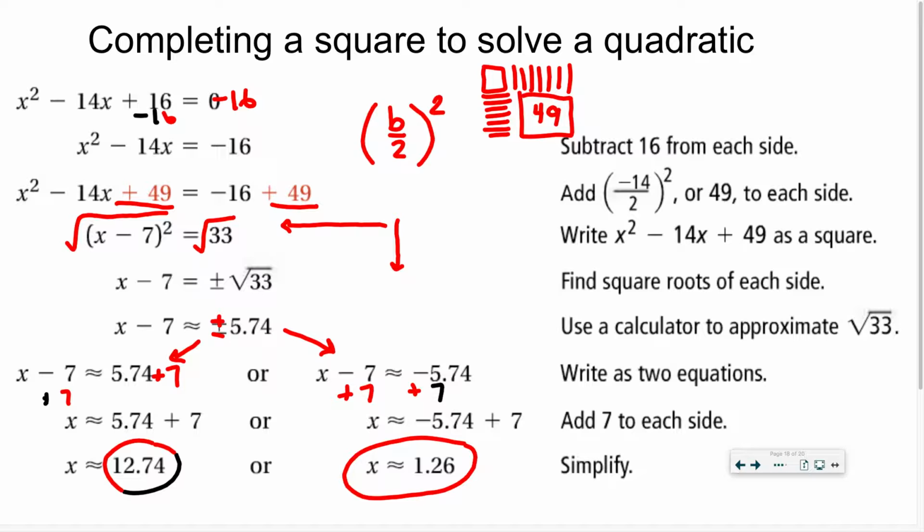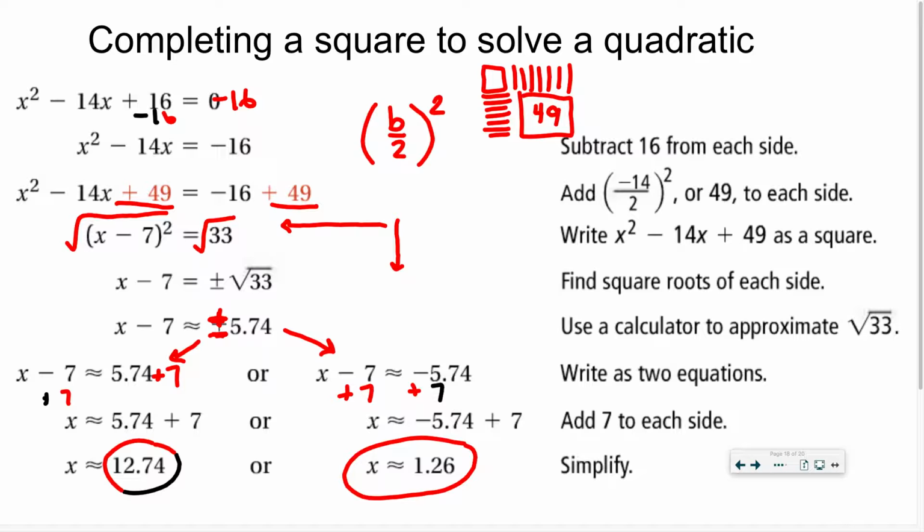How are there two different answers? Well, this is still a quadratic, so it crosses the x-axis 2 times. The reason there are 2 is from these two symbols right here. This x minus 7 will equal a positive 5.74 or a negative 5.74, so that's where you would get 2.